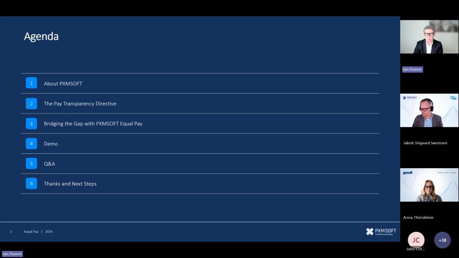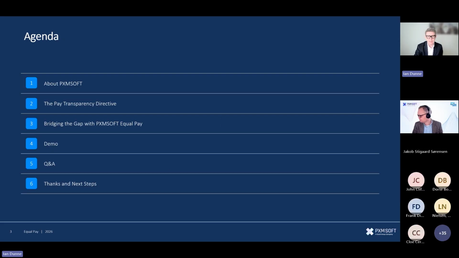What we want to start today is to give you an overview, for those of you who don't know us already, of what PXMSOFT is actually doing. We'll talk a little bit about the Pay Transparency Directive and what that actually means. So why does equal pay matter now? It's not a new concept. It's been around for some time. Then we move on to how to actually bridge the gap. What is it that you're trying to bridge, what you're trying to achieve, and why is it important right now?